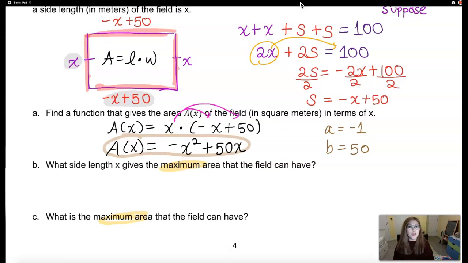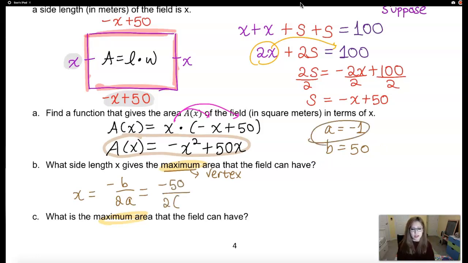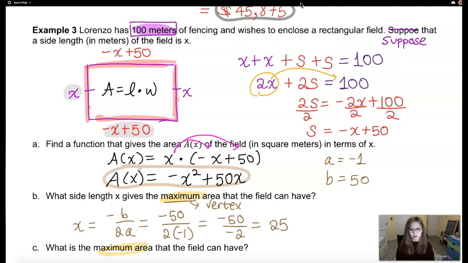They're asking, what side length x gives the maximum area? Whenever they're asking you for a maximum or minimum, you find the vertex. x equals negative b over 2a. You use this so often, you probably have it memorized. The numerator will be negative b, so negative 50, over 2 times a, and a is negative 1, so I'm doing 2 times negative 1. This will turn into negative 50 over negative 2. If I divide, I will get x equals 25, and the unit was meters.